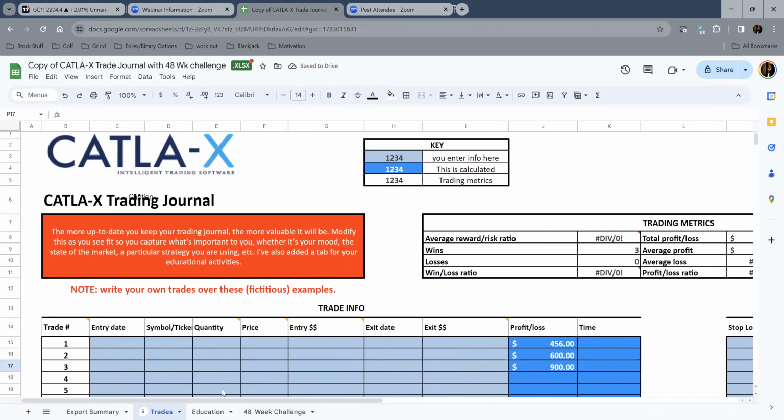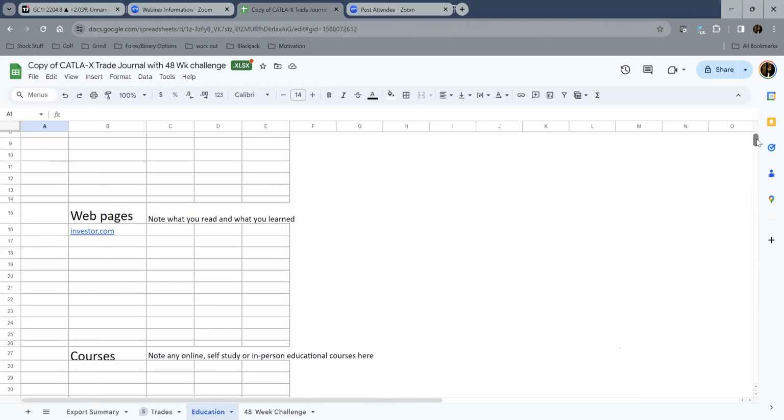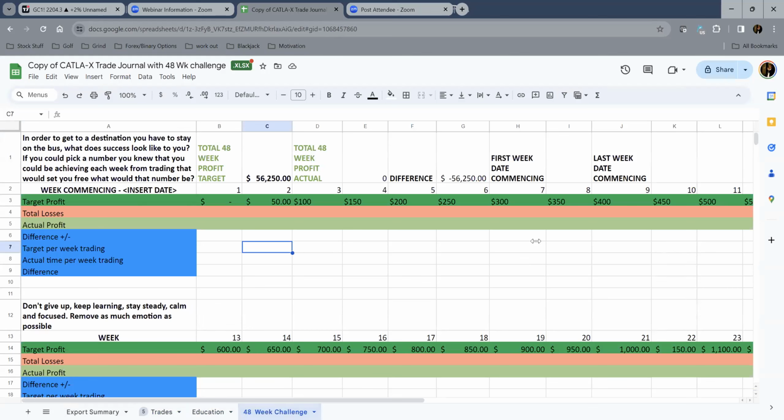The second part of it, I'm going to be adding books and web pages in here as well. As I come across new material or material that I want to share, I'll also be adding this to your trade plan as well. And the last thing is the 48-week challenge. This roughly gives you a year of trading.